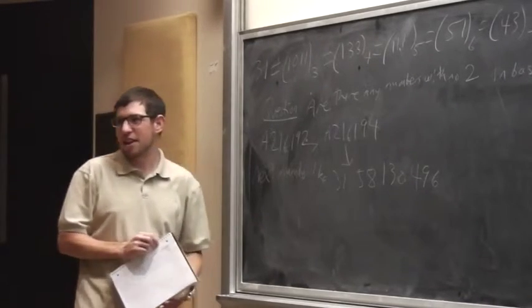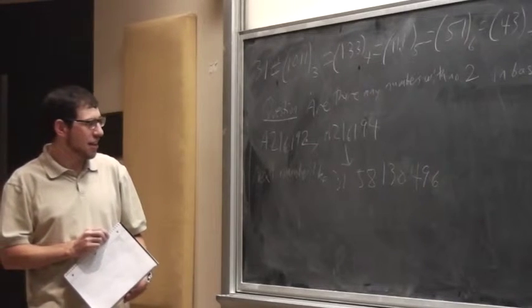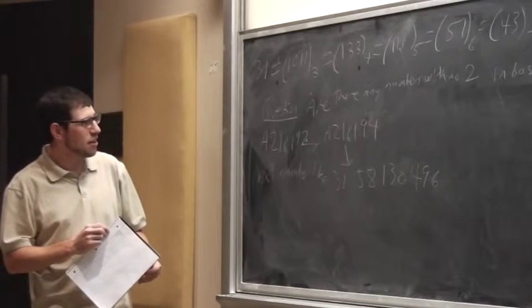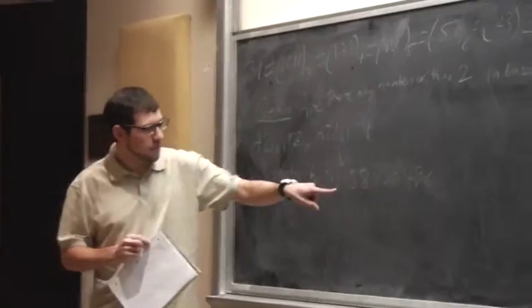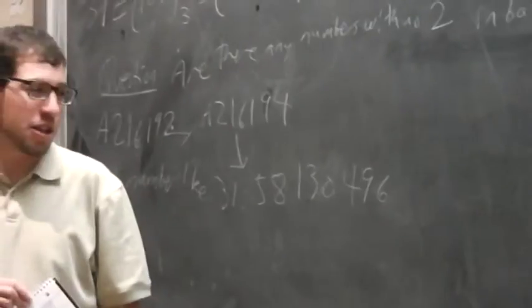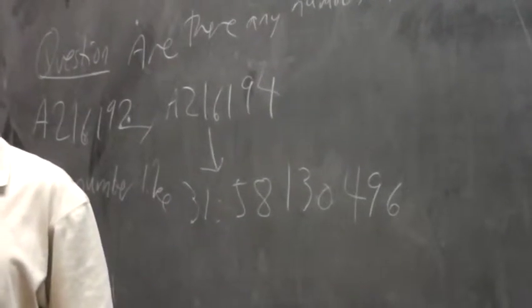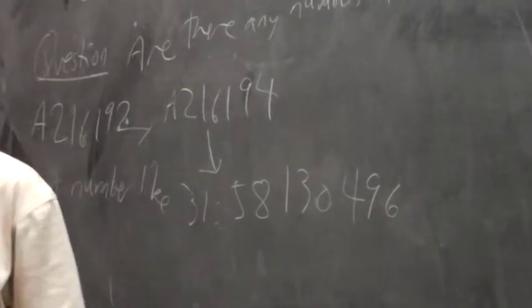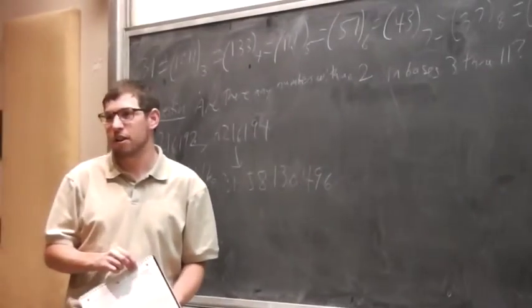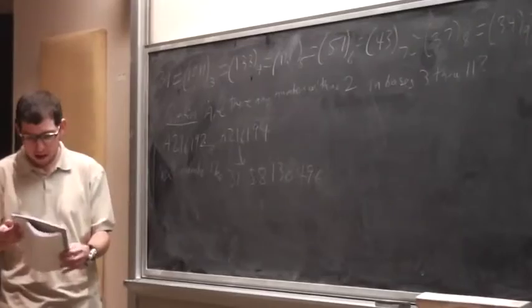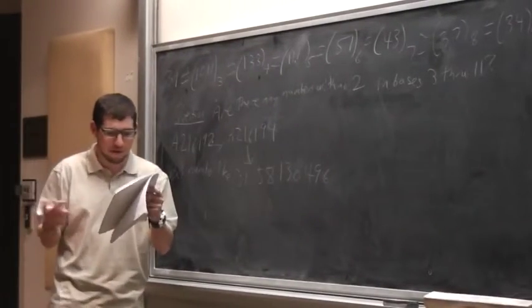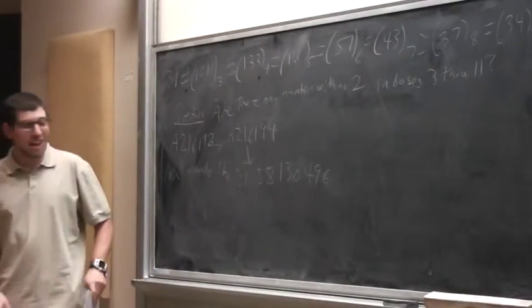What was the term there? I can't read the invisible chalk that you're using here. What's the number you found, the big number? This number? Yeah. 58,130,496. There's no 2s in bases 3 through 10. And there is a 2 in base 11. And then there's no 2s in base 12 or 13, but you already had 1 in base 11.